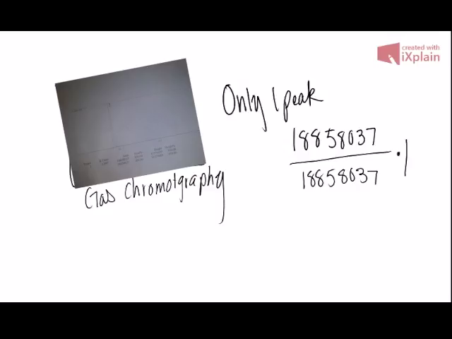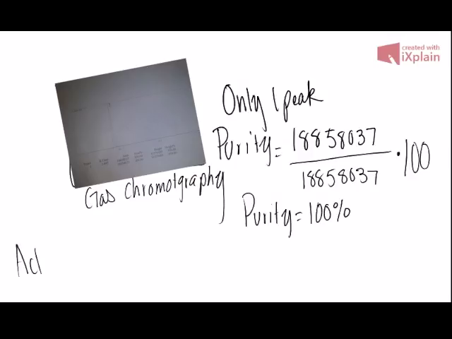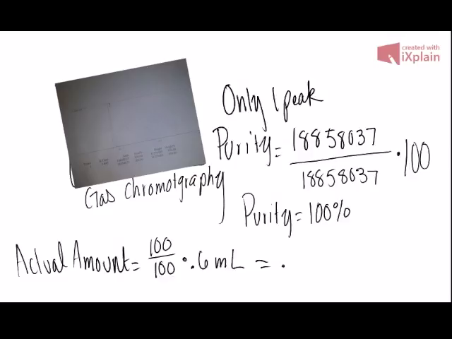In our experiment, the gas chromatograph had only one peak, meaning that we had 100% pure substance. Then, because of our 100% purity, that means that our actual amount is equal to the measured amount of the substance.